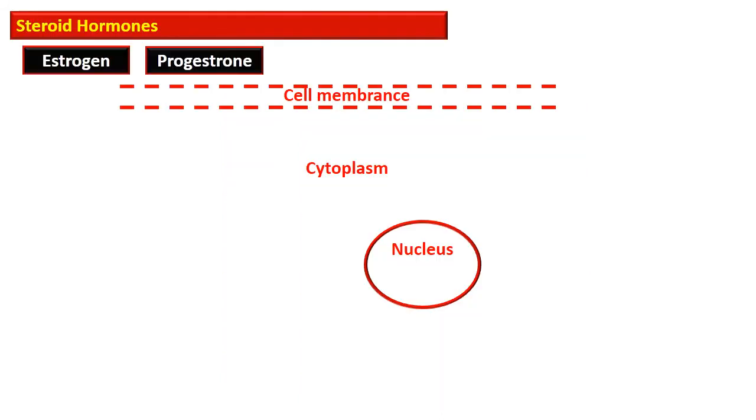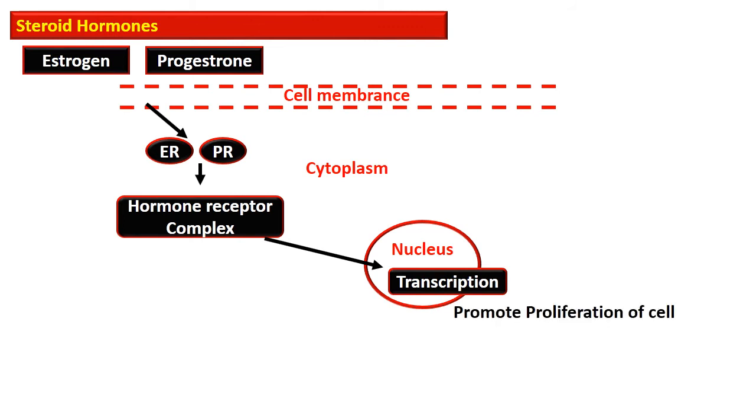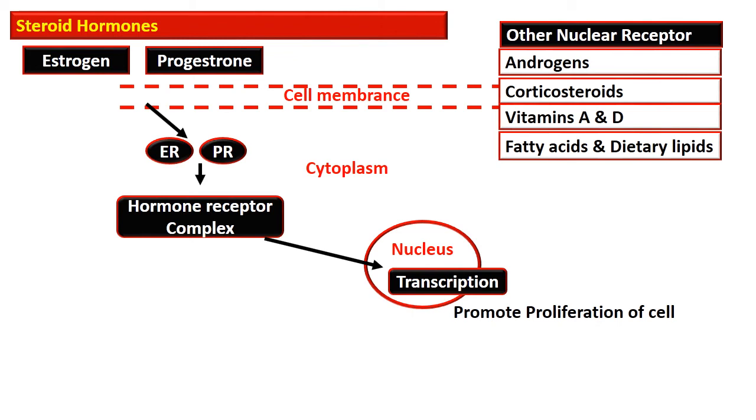The estrogen and progesterone are steroid hormones that bind to specific receptors within the cytoplasm, and with the binding they form hormone receptor complexes. These hormone receptor complexes are then transferred to the nucleus, where they initiate transcription that promotes proliferation of the cells. So this is the mechanism of action of most of the lipid soluble or steroid hormones. Other nuclear receptors are androgens, corticosteroid, vitamin A and D, fatty acid and dietary lipids.